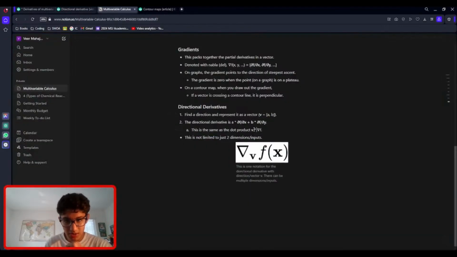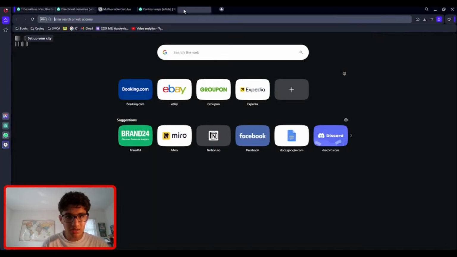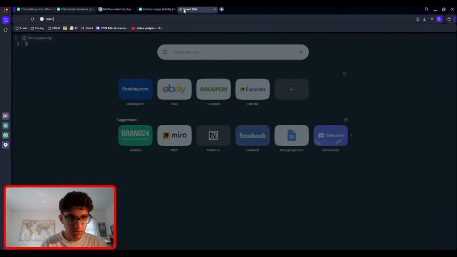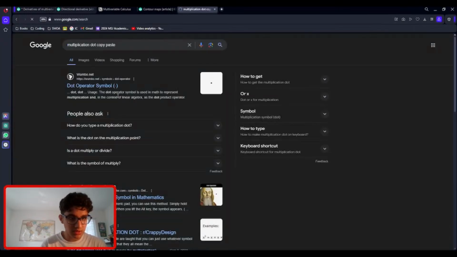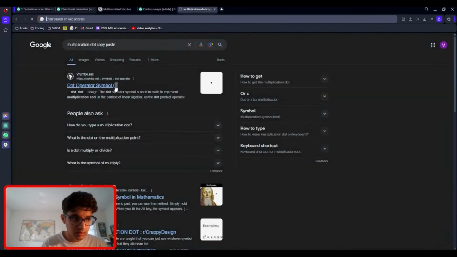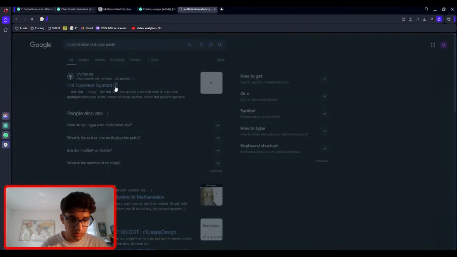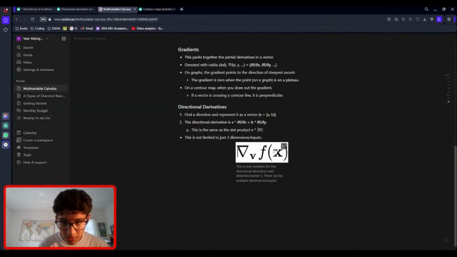I actually remember reading this too. Let me get that multiplication dot, copy paste. I'm sure that it's somewhere here. Let's just plop that in there. The dot product right there. So that's the good way to write it, the neat way to write it. So this is the same as the dot product.